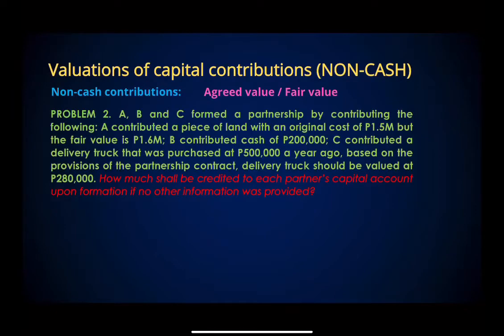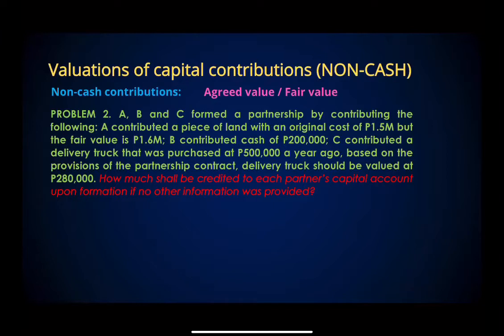So to illustrate, problem number 2. A, B, and C form a partnership by contributing the following. A contributed a piece of land with an original cost of 1.5 million, but the fair value is 1.6 million. B contributed cash of 200,000, while C contributed a delivery truck that was purchased at 500,000 a year ago. Based on the provisions of the partnership contract, the delivery truck should be valued at 280,000. Question is, how much shall be credited to each partner's capital account upon formation if no other information was provided?